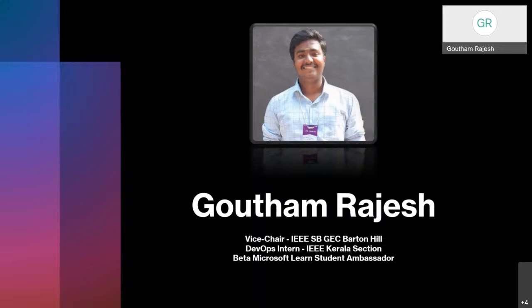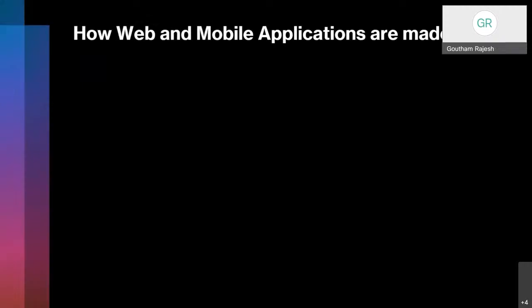So let's move on. First of all, let's look into how web and mobile applications are made. We all use web and mobile applications for our daily use. Also, we know how all these web and mobile applications are made, what technological stacks are available out there, and what approaches are available in order to make these applications. There are different methodologies or different steps in developing these applications.